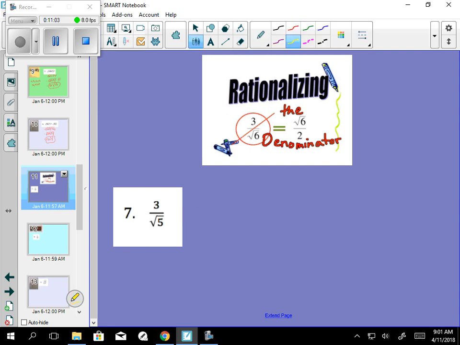So we're going to multiply the bottom by square root of 5, which means we got to multiply the top by square root of 5. So if we multiply that, and with fractions, you always multiply across the numerator and denominator. So on top, we got 3 square roots of 5. On bottom, square root of 5 times square root of 5 is square root of 25, which would be 5. There's the simplified answer.